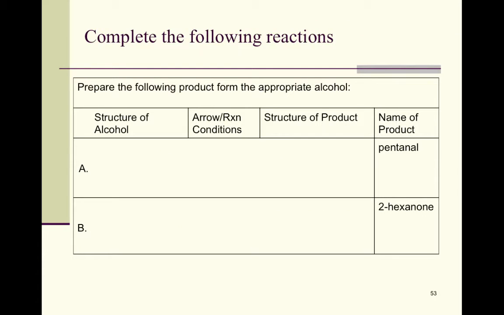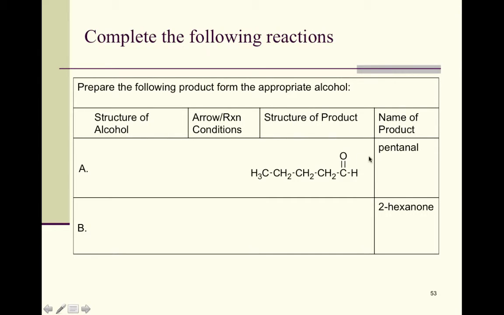So I have: complete the following reaction. The first two of these, I want you to prepare the following product from the appropriate alcohol. I wrote the word form instead of from. So you need to change that to from for me. Since I'm already recording this, it's going to be stuck like that. So here's the name of the product that I want, and the reaction is going to go here. So I want you to use the appropriate alcohol to form these two.